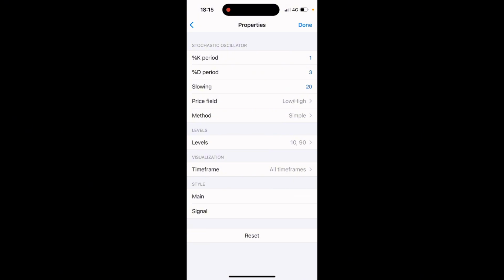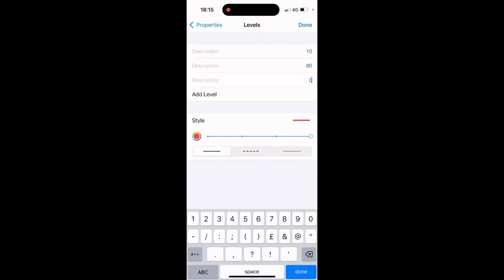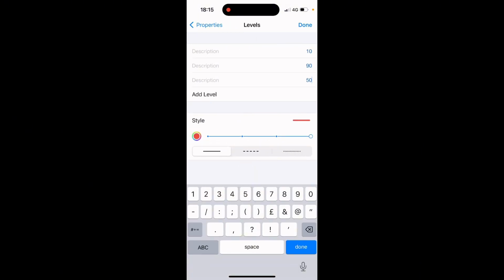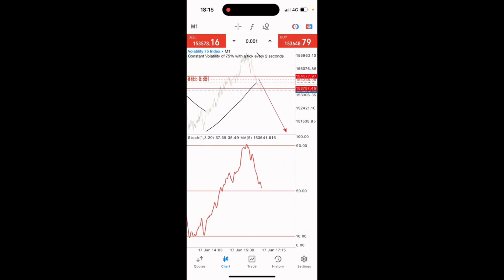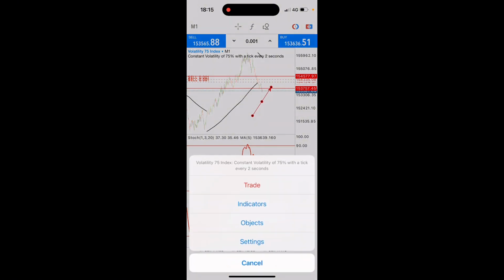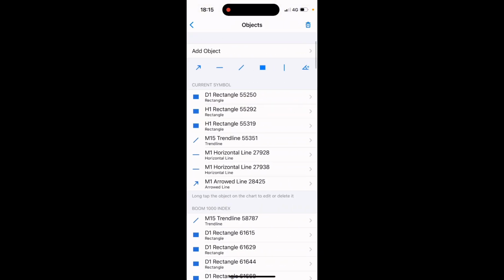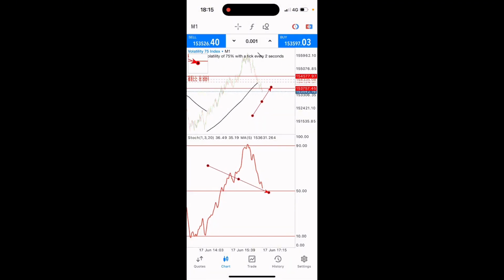All right, do you know the other reason why I need, let me add level 50, because I need to scalp. This is a scalping strategy, guys. Okay, my level 50 is here. If I had entered on M1 here, all the way down here, I would actually take my profits on level 50.